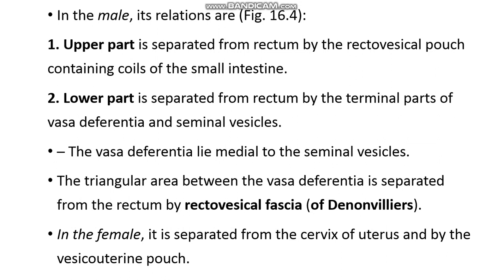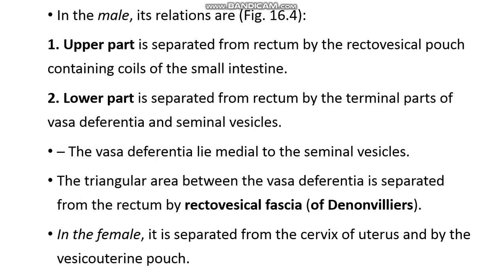In males, its main relations are: the upper part of the base is separated from the rectum by the rectovesical pouch containing coils of small intestine. At the same time, the lower part is separated from the rectum by the terminal part of the vasa deferentia and seminal vesicles. The vasa deferentia lie medial to the seminal vesicles.